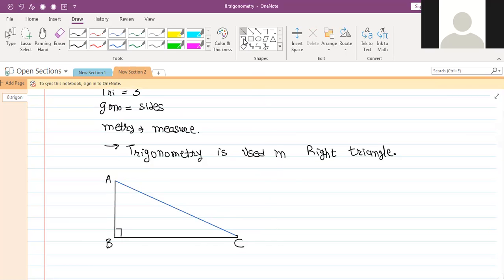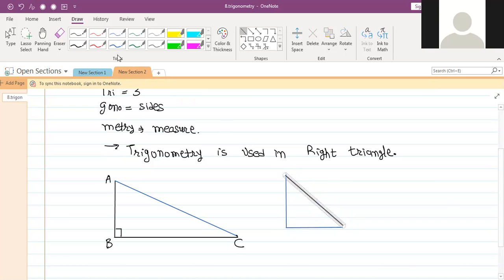You know what an isosceles triangle is? Yes, sir, in which two sides have the same dimension. In a triangle, if two sides are equal, that is called an isosceles triangle. But another thing is the right angle isosceles triangle. That means two sides are equal, one angle is a right angle, and the other two angles are equal according to their sides.